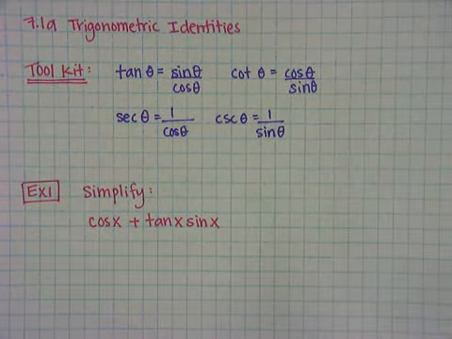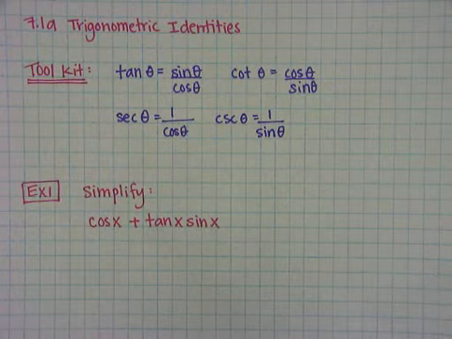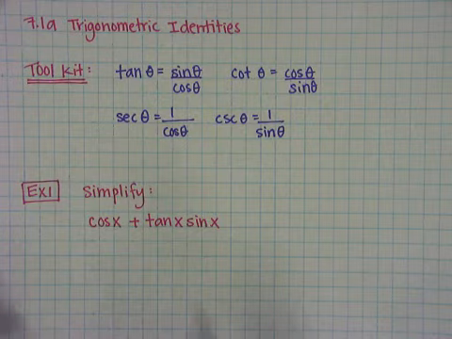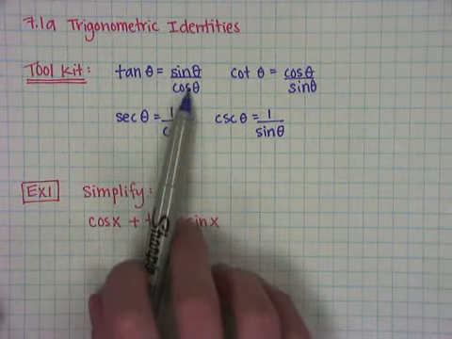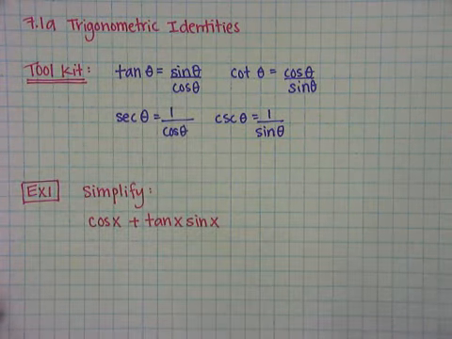Okay, so we need to have these guys memorized. Like, you need them at the same speed as you know 2 times 4 is 8. That's how quick you have to be able to rip these off. So tangent is sine over cosine. You've got to have it right there.